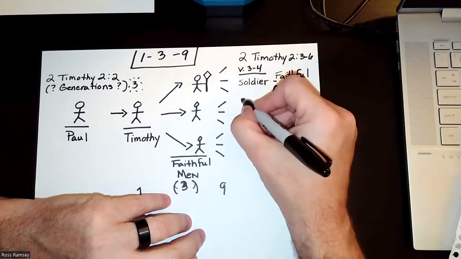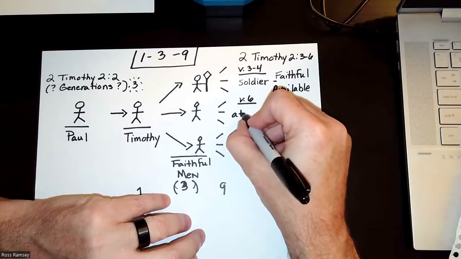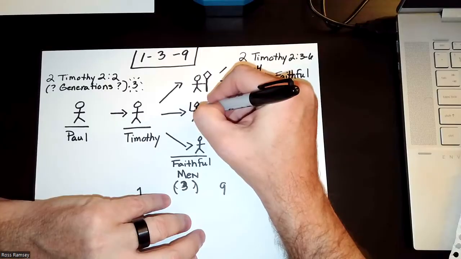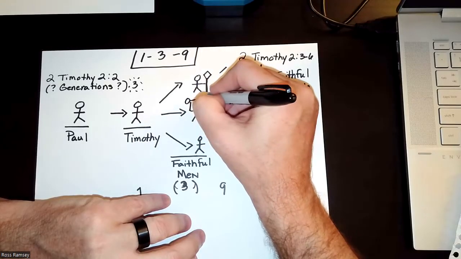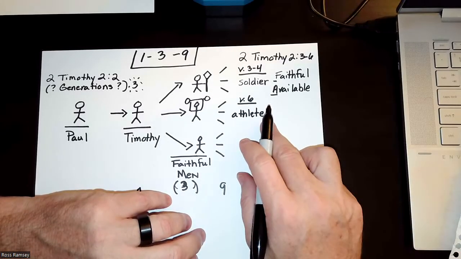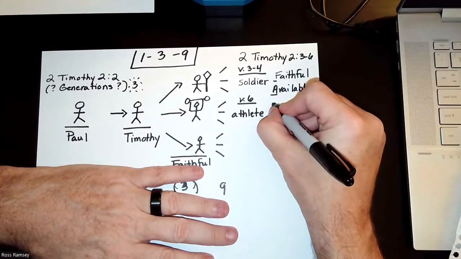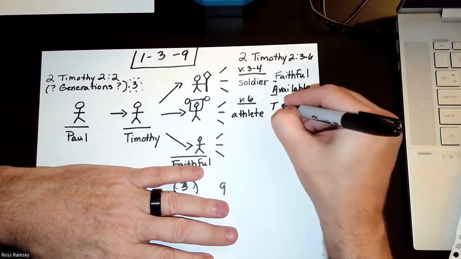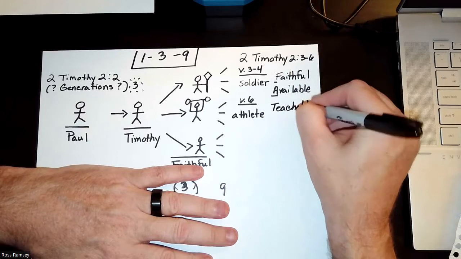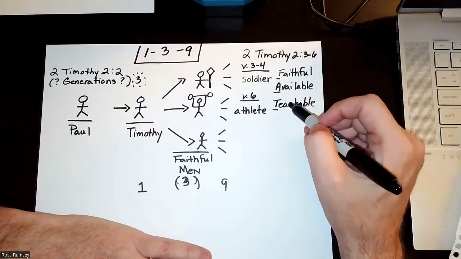The next thing we see, as we read verse 6, is the athlete. And maybe just to keep it cute, we're going to have him using some weights or something like that. With an athlete, one of the key things, and again, you can have fun with this, what distinguishes an athlete is they are teachable. So we're looking for faithful, available, teachable.